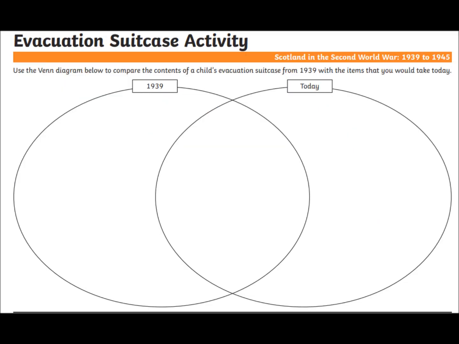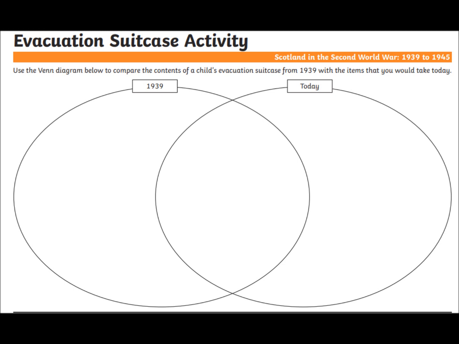On the screen just now is what's called a Venn diagram. I have also uploaded this into Teams if you want a clearer look at it. So a Venn diagram, you can see it's 2 overlapping circles or ovals. In the one that's labelled 1939, you put the things that those children would be allowed to take in their suitcase. And in the one that's labelled today are the items that you would take. In the section where the 2 circles overlap is the things that would be the same in both suitcases. So what would both suitcases have that are exactly the same?